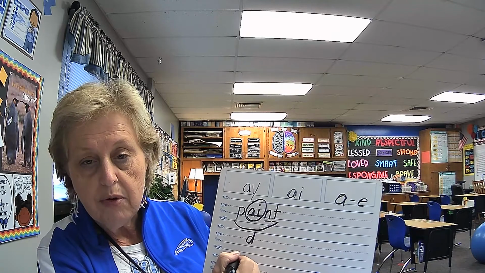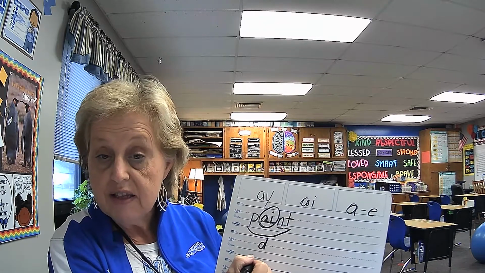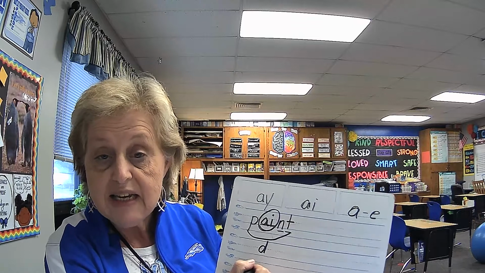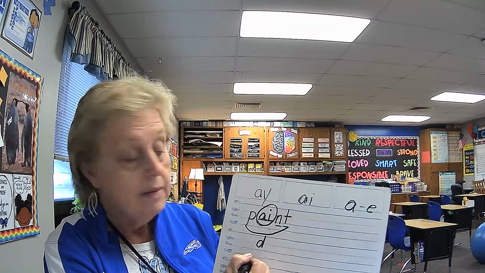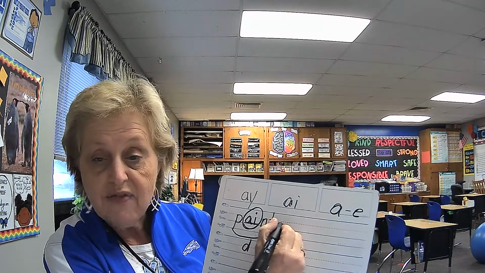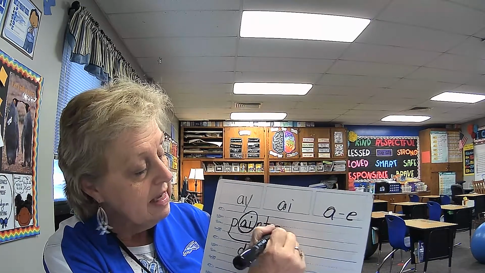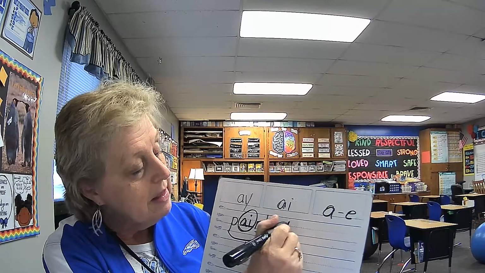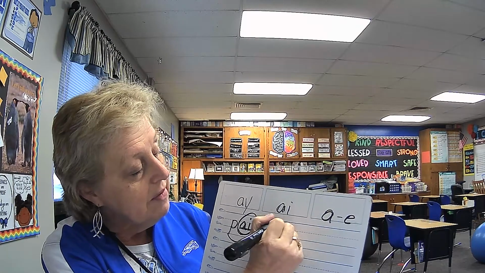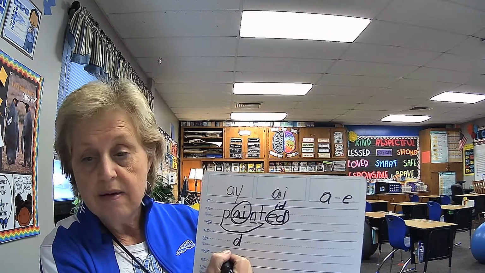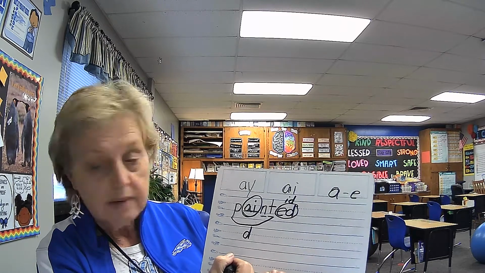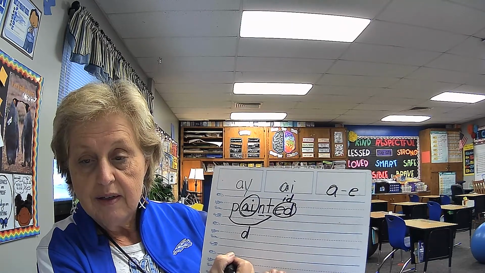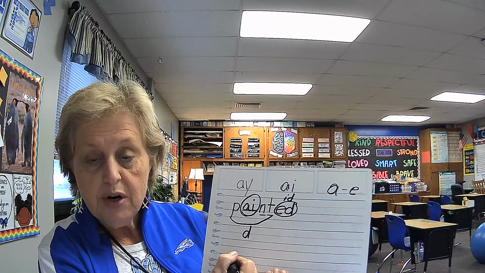double vowel syllable. Now I want to add a suffix to this and make the word painted. I painted my room. Painted. What's the suffix? That's right, ed. Painted. But it makes the sound of id. Id. So you write id up at the top. Painted. Show your teacher your work. New slide.